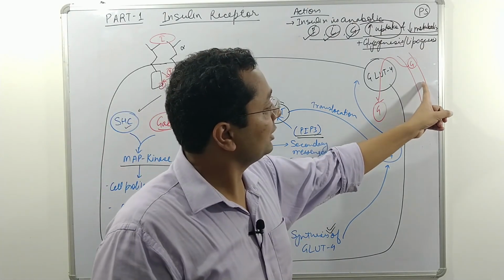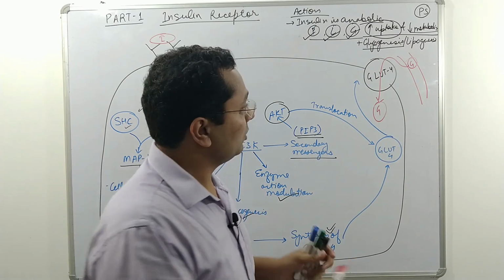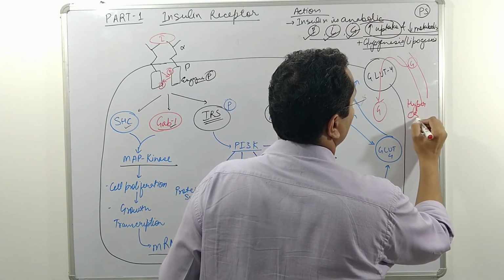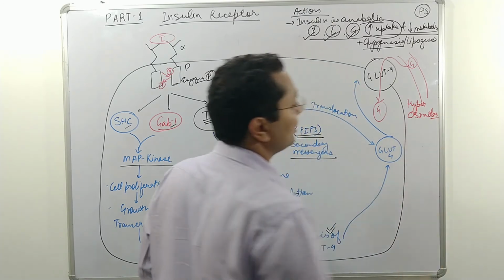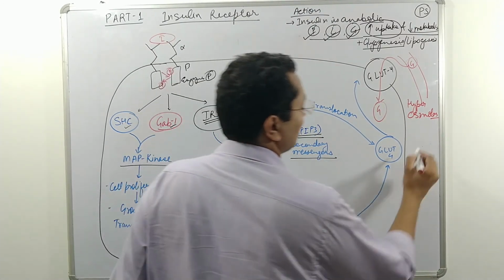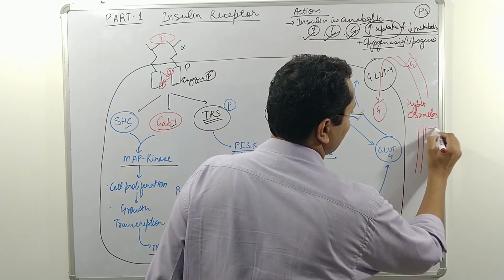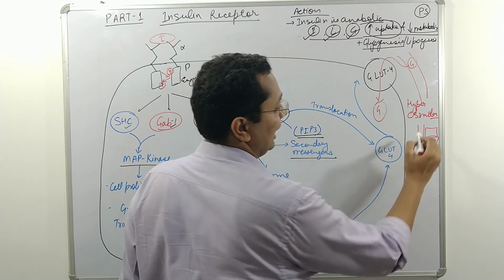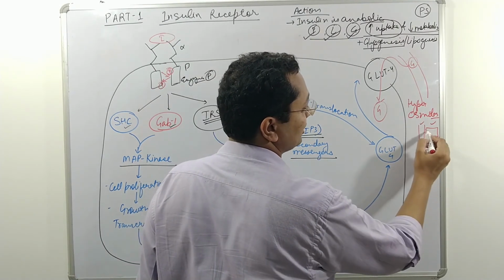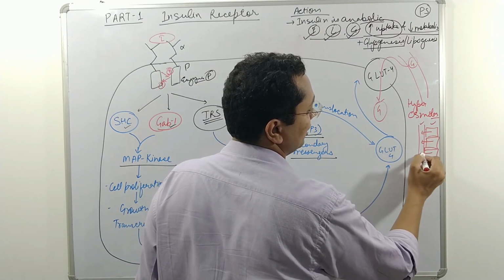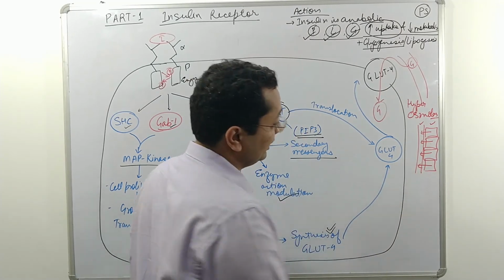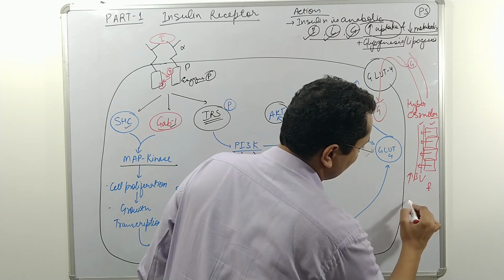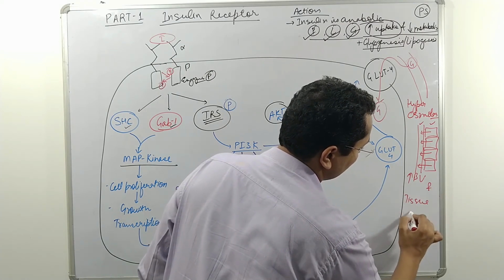Then this glucose that is present inside the blood, now this blood will become hyperosmolar. When this becomes hyperosmolar, what will happen? For example, this is your blood vessel, these are your cells. So this is hyperosmolar, this is hypoosmolar. So there will be movement of water from here to here. This will lead to increased blood volume and tissue dehydration.